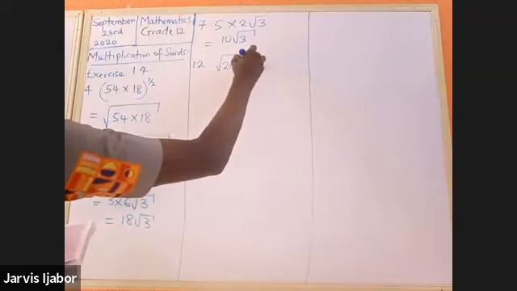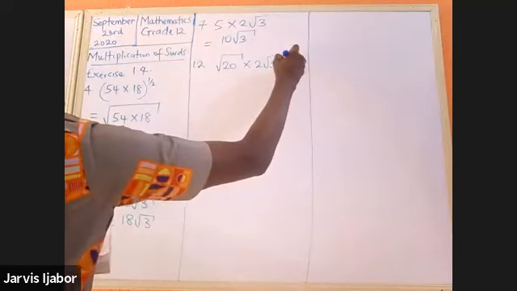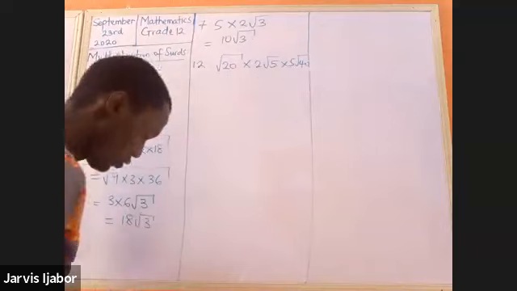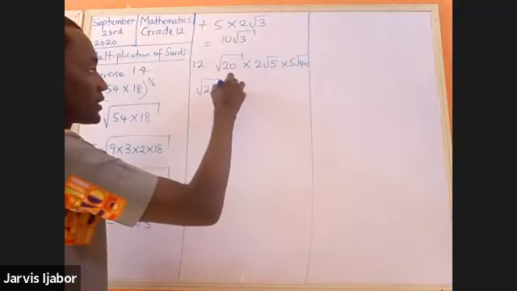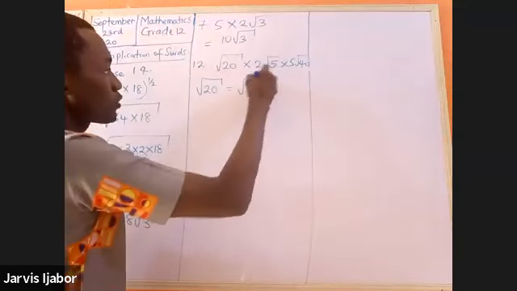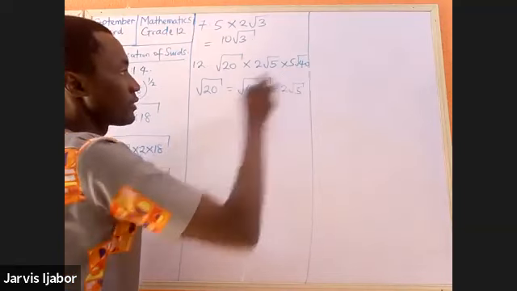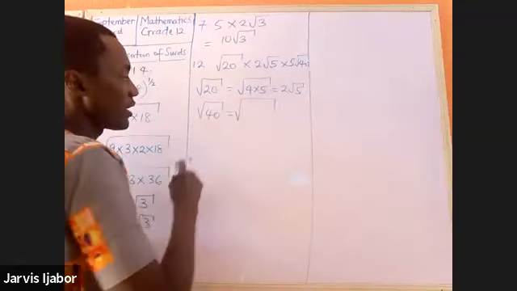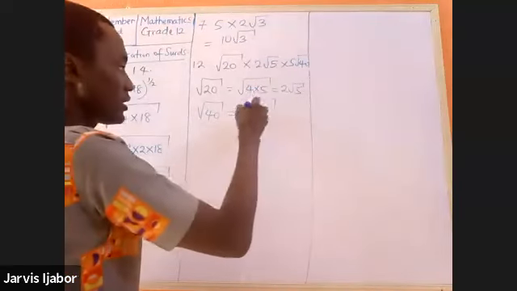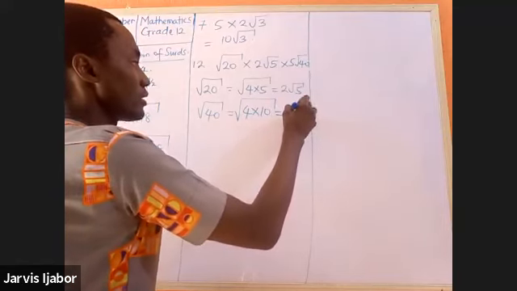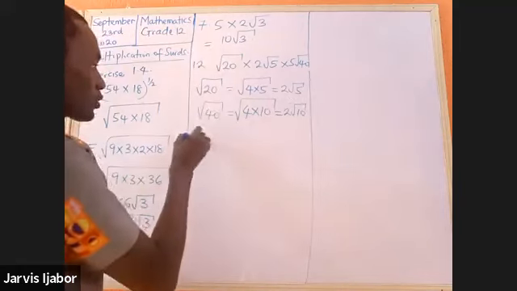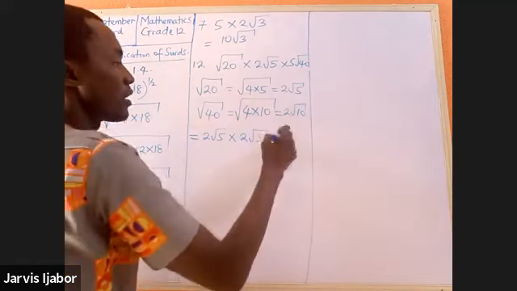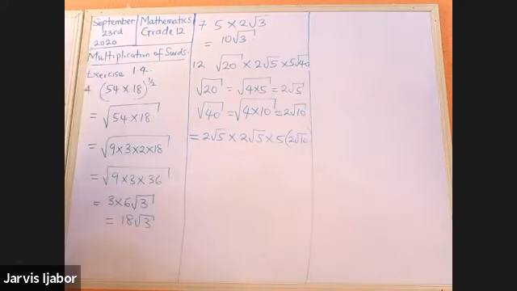Root 20 times 2 root 5 times 5 root 40. Now the trick here is to simplify each one. What I tell students is this: pick root 20 and break it. Root 20 will be the square root of 4 times 5, which is 2 root 5. Pick root 40. Root 40 will be the square root of a perfect square and an ordinary number. I can pick 4 times 10, so that will be 2 root 10. Next, I'll put them back. This will now give me 2 root 5 times 2 root 5 times 5 into 2 root 10.